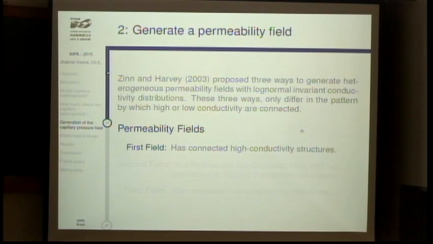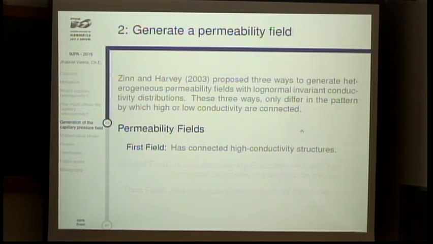The second step is to generate the permeability field. So here I'm using the correlation proposed by Sun and Harvey in 2003. They proposed 3 ways to generate a heterogeneous permeability field with lognormal univariate conductivity distributions. And these 3 ways only differ in one sense. They're different in how the patterns of permeability or conductivity are connected to each other.